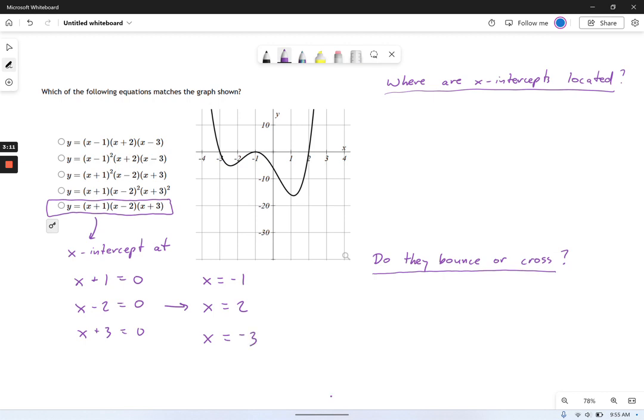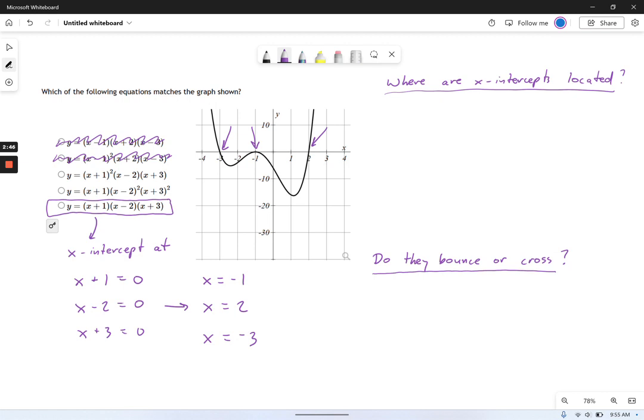Well, if you look at the graph, those are x-intercept locations right here. So we think we're doing pretty good. We need something that has x plus 1, x minus 2, and x plus 3 as the factors, and those give us all the x-intercept locations. So I think we can cross out some of these things. Some of these things are just silly now. And now the ones we have left all have x plus 1, x minus 2, x plus 3.